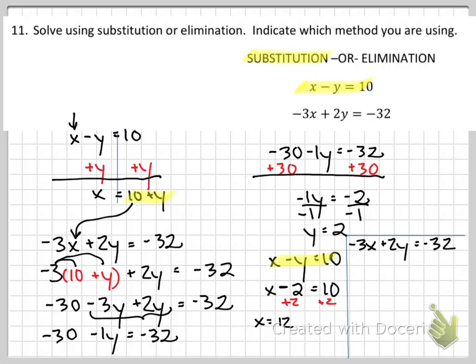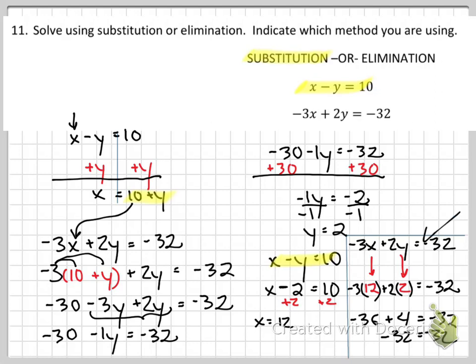Okay, so I'm going to put 12 in place of x. I'm going to put 2 in place of y. And we're going to see if this is, in fact, mathematically correct. Okay, so negative 3 times 12 is negative 36. 2 times 2 is 4. And in fact, it does check out. Negative 32 is equal to negative 32. So that is correct.